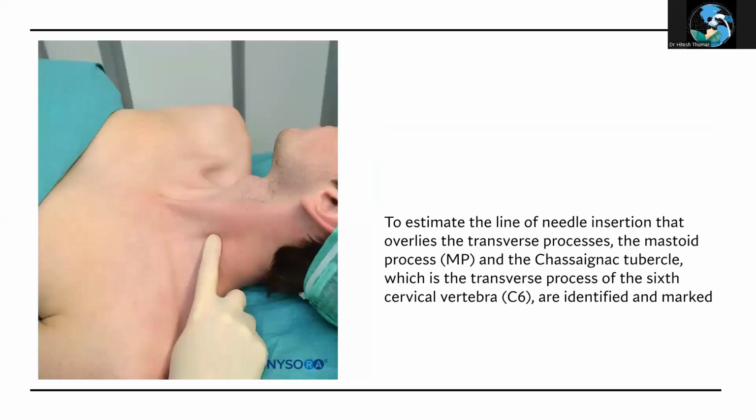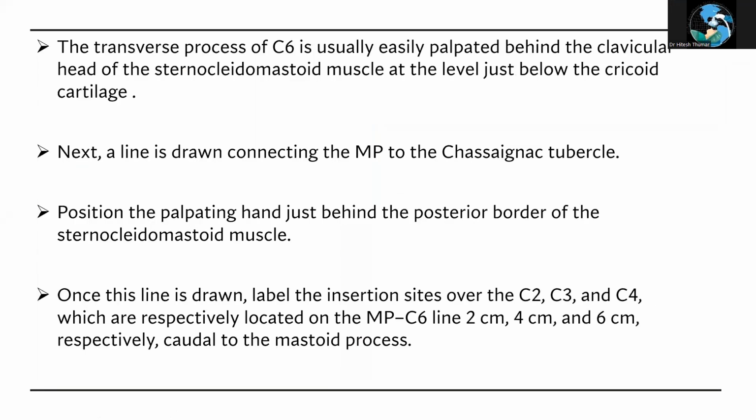So after identification of the C6 vertebra, which is the most important thing in deep cervical plexus block, you must draw a line between the C6 vertebra and the mastoid process. The transverse process of C6 is usually palpated behind the clavicular head of sternocleidomastoid, at the level just below the cricoid cartilage. Next, a line is drawn connecting the mastoid process to Chassaignac's tubercle, with the palpating hand just behind the posterior border of sternocleidomastoid.